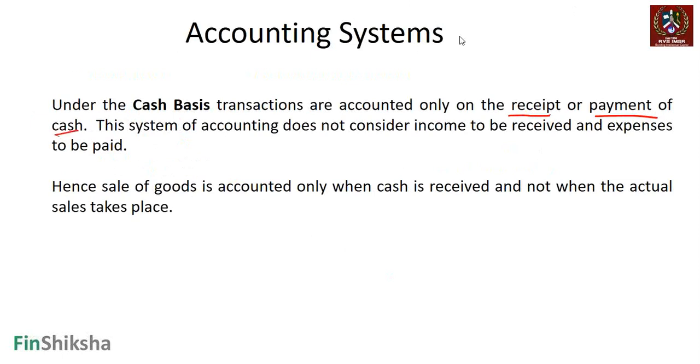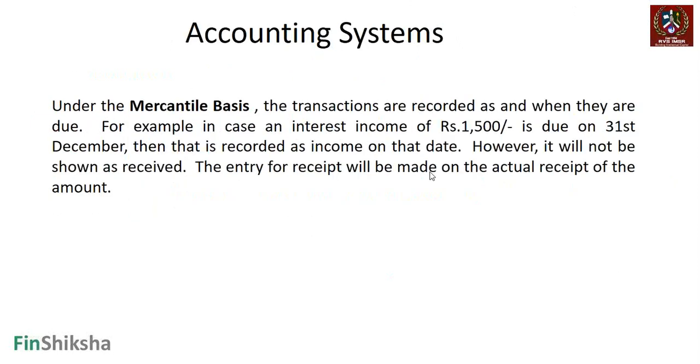Now, under the cash basis, transactions are only accounted on the receipt or payment of cash. So unless you have received cash, or you have made a payment of cash, you will not account for the transaction. The system of accounting usually does not consider income to be received or expenses to be paid. So whatever is in or out in terms of cash is what is accounted for. Whatever is supposed to come in or be paid is not accounted here. So by logic, this system will not allow the concept of a receivable or a payable. That is not allowed here in a cash basis system. Sale of goods is accounted only when cash is received and not when the sale takes place. So that's the cash basis.